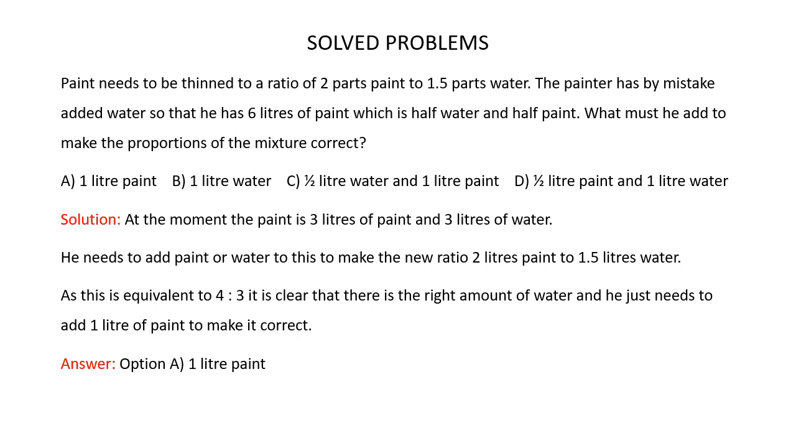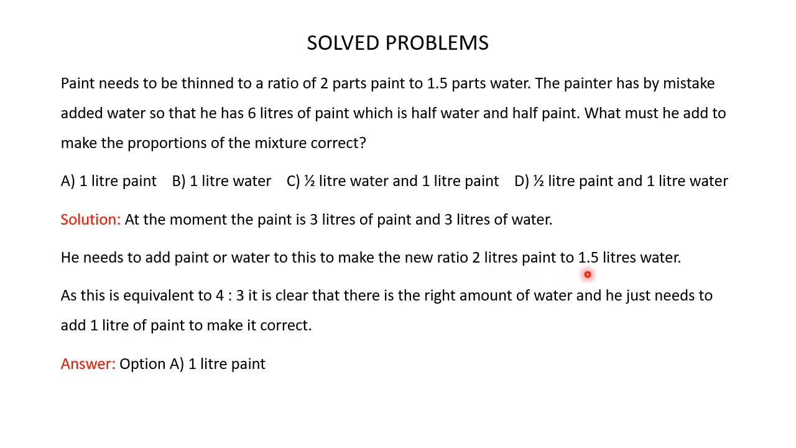Now it's given that at the moment the painter has 6 liters of paint, which is half water and half paint. This means at the moment the painter has 6 liters of paint, which is 3 liters of paint and 3 liters of water. He needs to add paint or water to this to make the new ratio 2 liters paint to 1.5 liters water.